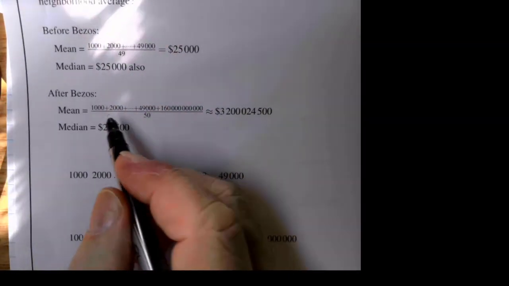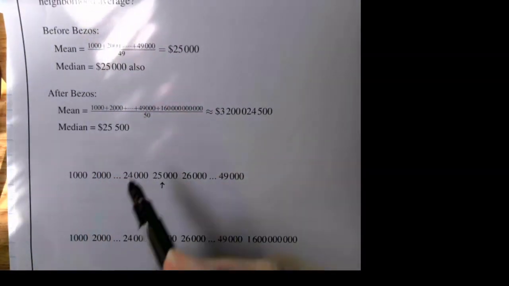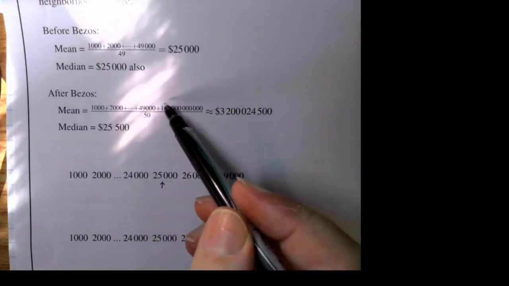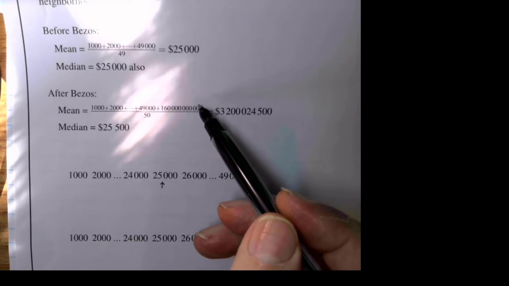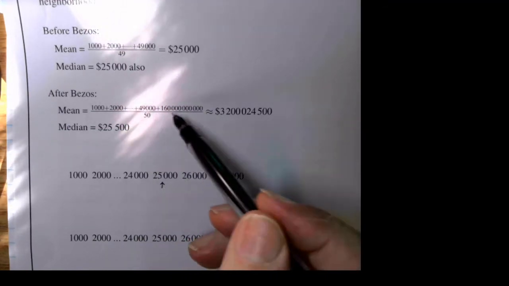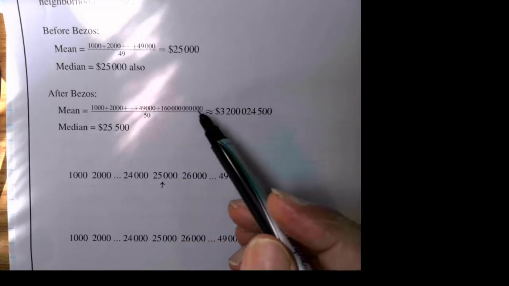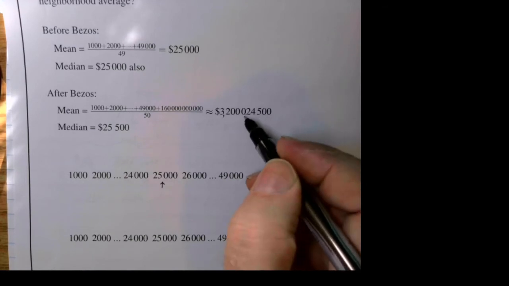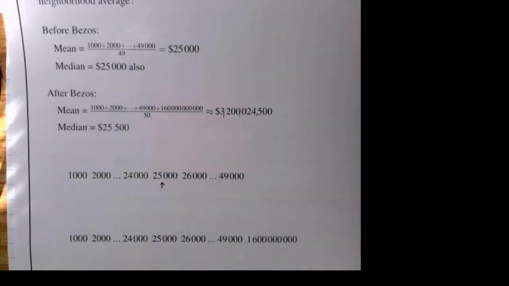Okay, after Bezos, you get the mean and median in the same way. You add up all the net worths of the people who live in the neighborhood, right? And then you divide by the number of data points you have, and the average this time works out to be a little over $3.2 billion. Right?